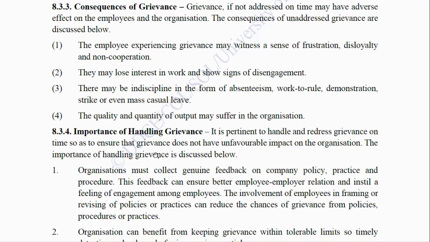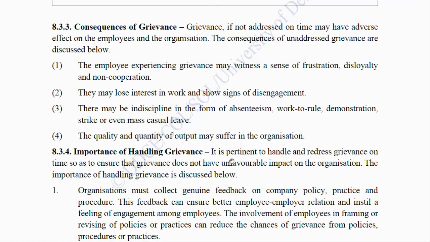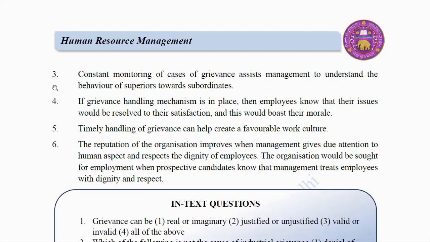8.3.4, Importance of handling grievance. It is pertinent to handle and redress grievance on time so as to ensure that grievance does not have unfavorable impact on the organization. The importance of handling grievance is discussed below. Number 1, grievances help in maintaining employee-employer relationship. Number 2, Number 3, constant monitoring of cases of grievance assist management to understand the behavior of supervisor towards subordinates.